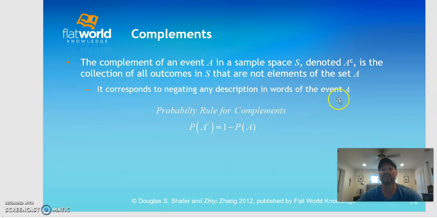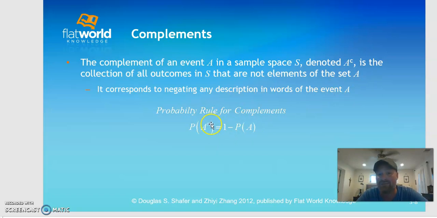Complements. The complement of an event A in a sample space S, denoted A to the C power, is the collection of all outcomes in S, the sample space, that are not elements of the set A. It corresponds to negating any description in words of an event A. Here's our probability rule: the probability of the complement of an event is 1 minus the probability of A.